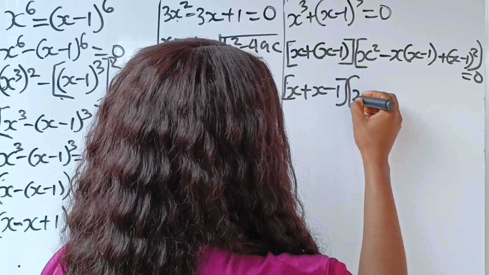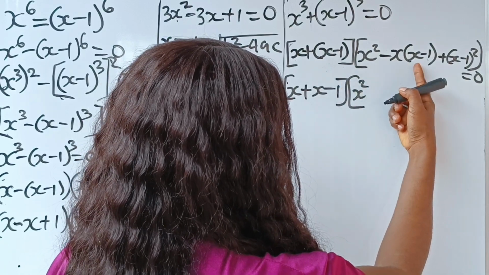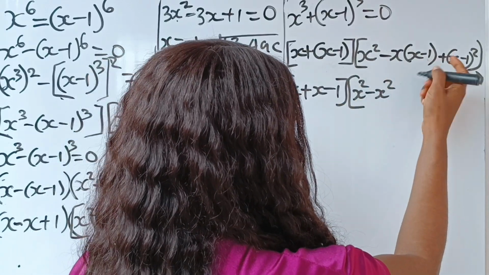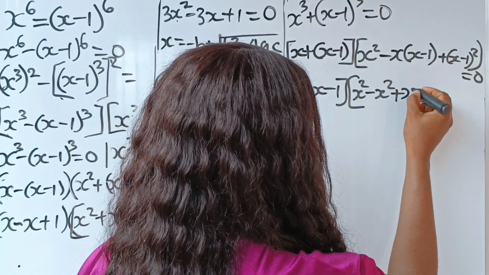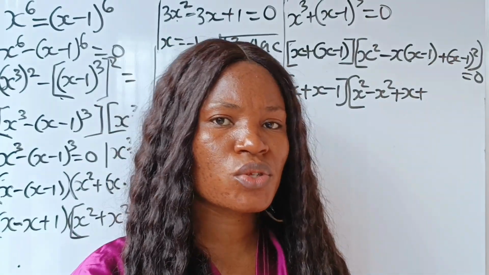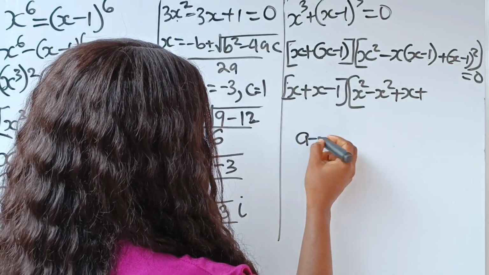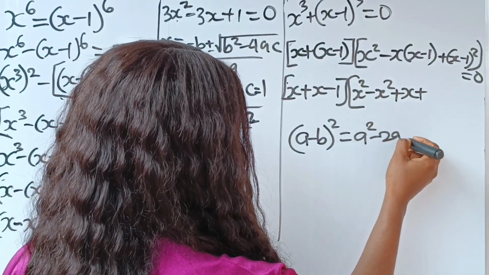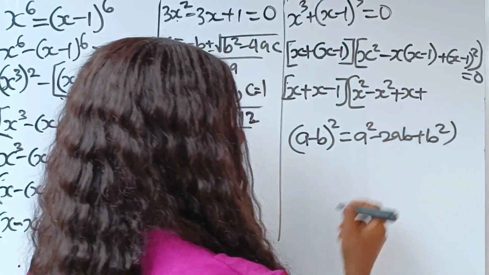Then here we are going to have x squared minus x times x will give us minus x squared. Minus x times minus 1 will give us plus x. Now plus we have x minus 1 squared. Recall that a minus b all squared is a squared minus 2ab plus b squared.